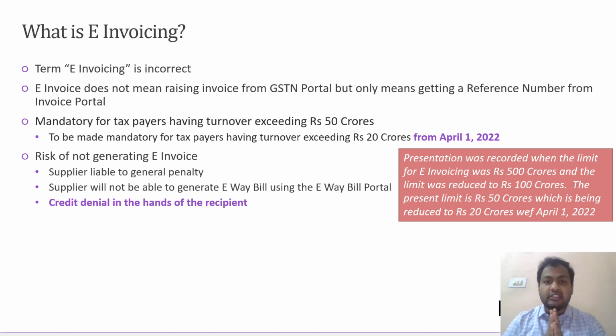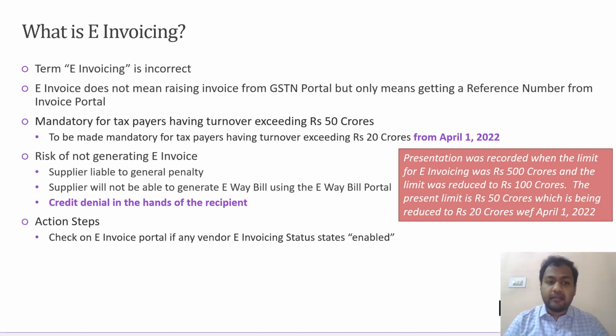Now this also means that as a company, whether e-invoicing is applicable to us or not, even if our turnover is less than 100 crores, we will have to ensure that all our vendors are compliant with e-invoicing rules, because if they have a turnover of more than 100 crores and they don't generate an e-invoice but give us a regular invoice, then the taxes charged by them will be disallowed in our hands as input tax credit.